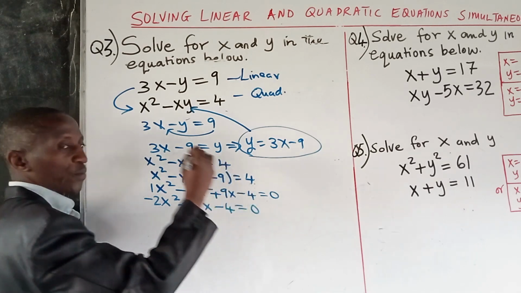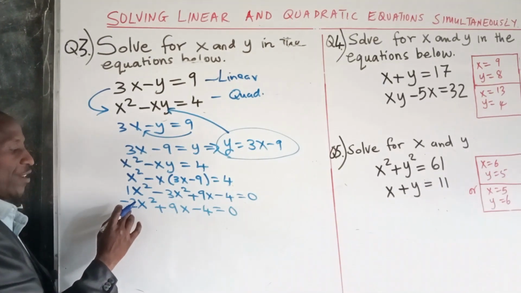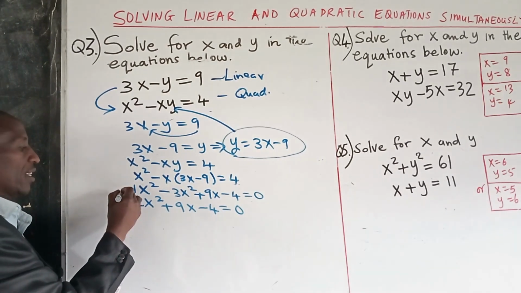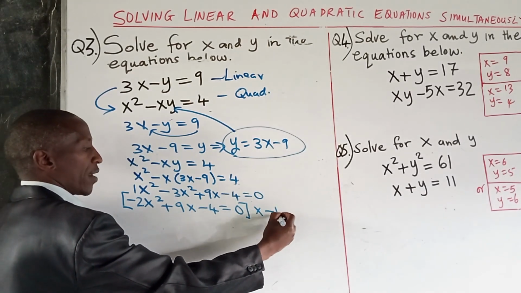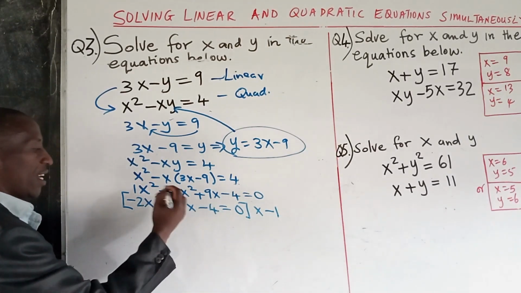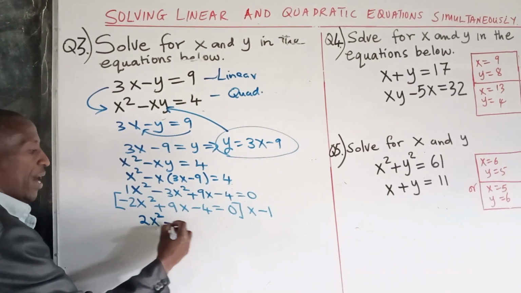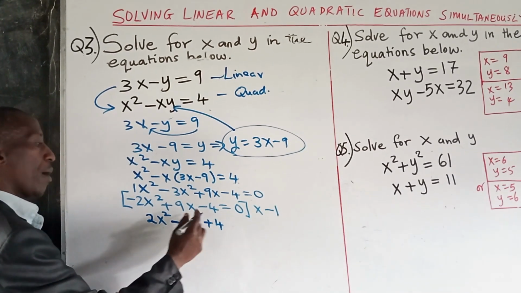Viewers, we need to remove the negative on x squared, and that comes to be, we multiply by negative 1. We multiply by negative 1, and that comes to be 2x squared, positive 2, minus 9x plus 4.